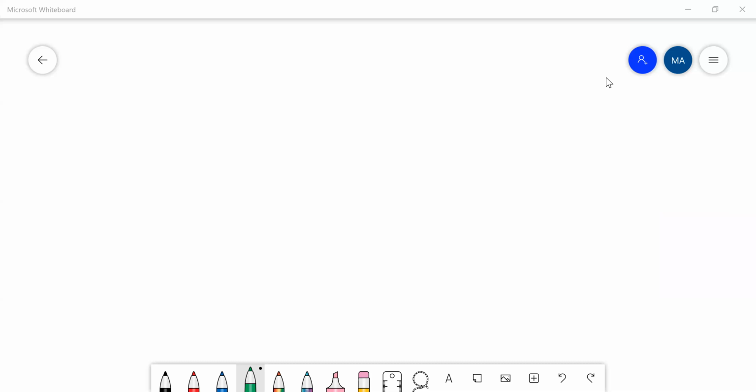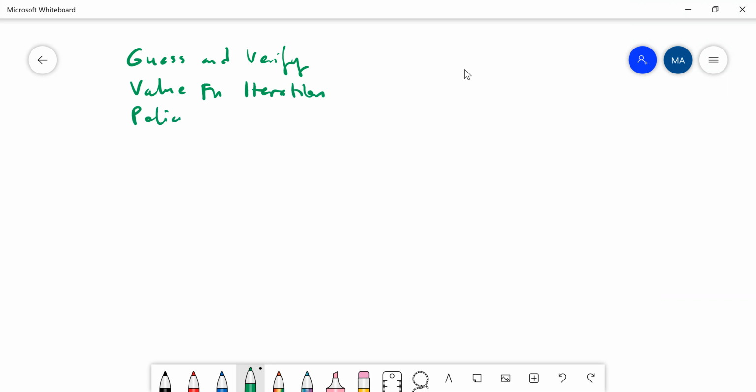Let me share my screen. Okay, so let's minimize that. Last week we looked at the guess and verify method. Today's task is to look at what we call value function iteration and policy function iteration.